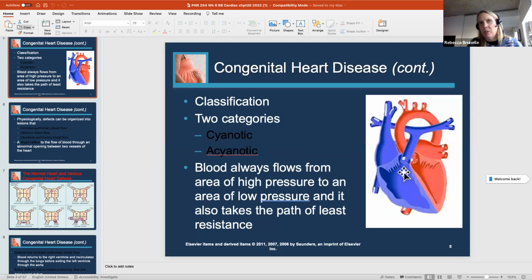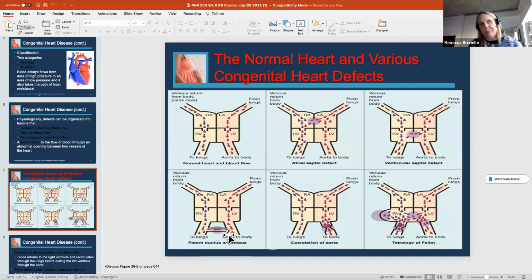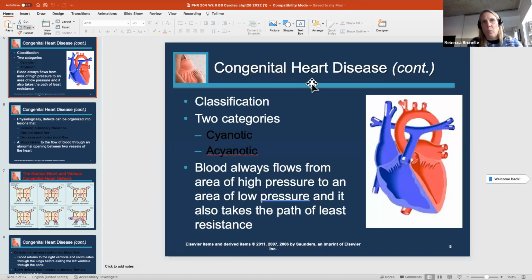So this patent ductus arteriosus, this one I think makes the most sense if you look at this picture here. So this is your pulmonary artery, and this is your aorta. So the patent ductus arteriosus is a communication between these two big vessels. In this picture here, they show it as like a bar across the bottom. It doesn't really matter, it's up at the top. As long as you understand that this vessel here, your pulmonary artery, is taking blood to your lungs, and this vessel here, your aorta, is taking blood to your body.